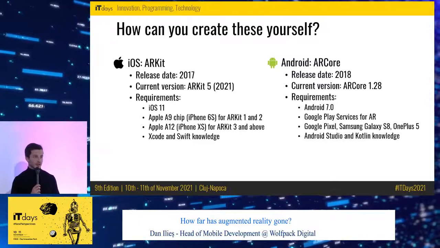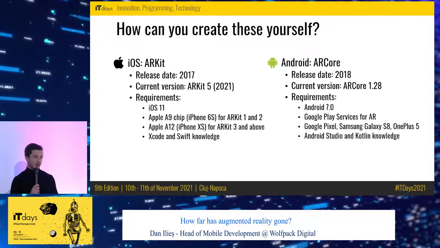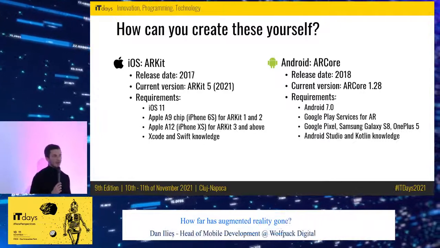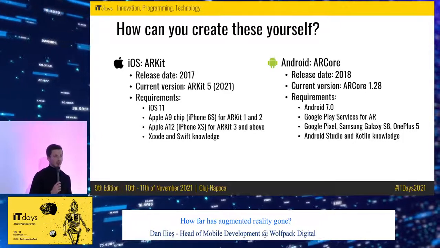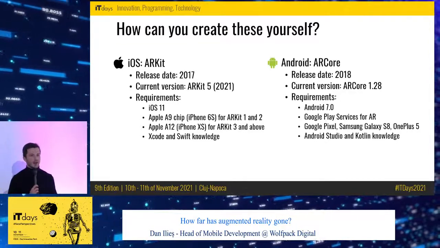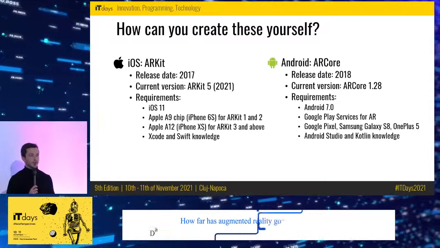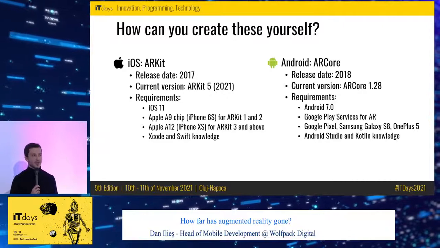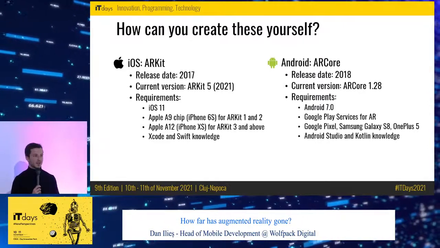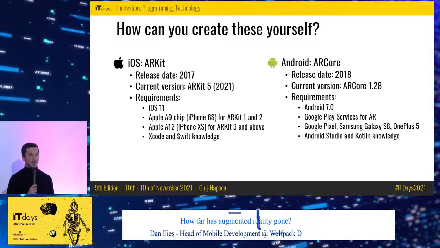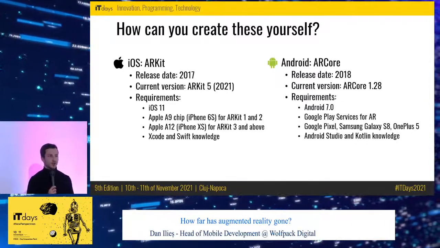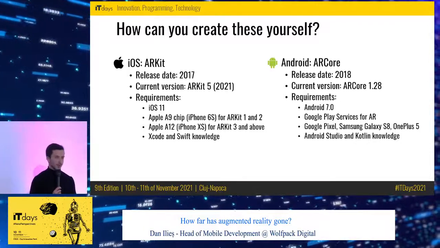Then on the Android side, it's called ARCore. It was released in 2018, and the current version is 1.28, but this is a different versioning system compared to Apple. The requirements are Android 7, you need to install Google Play services, and to have a phone that's at least as good as the Google Pixel or the Samsung Galaxy S8. And on the implementation side, you have to use Kotlin and Android Studio.